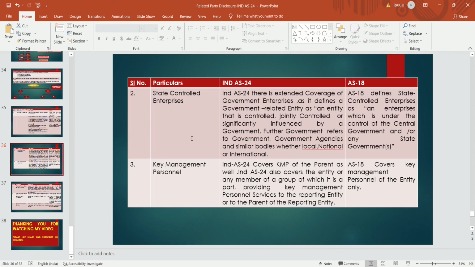Now, what was the difference from the perspective of KMPs, key managerial personnel? AS 18 covers KMPs of the entity only. But Ind AS 24 covers KMPs of the parent, as well as the entity or any member of the group of which it is a part. Means it also covers the KMP of the company, KMP of the parent company, and also the KMP who are providing services to the reporting entity or parent of that reporting entity. They are also covered, but this kind of services is not explained in AS 18, so they are not there.